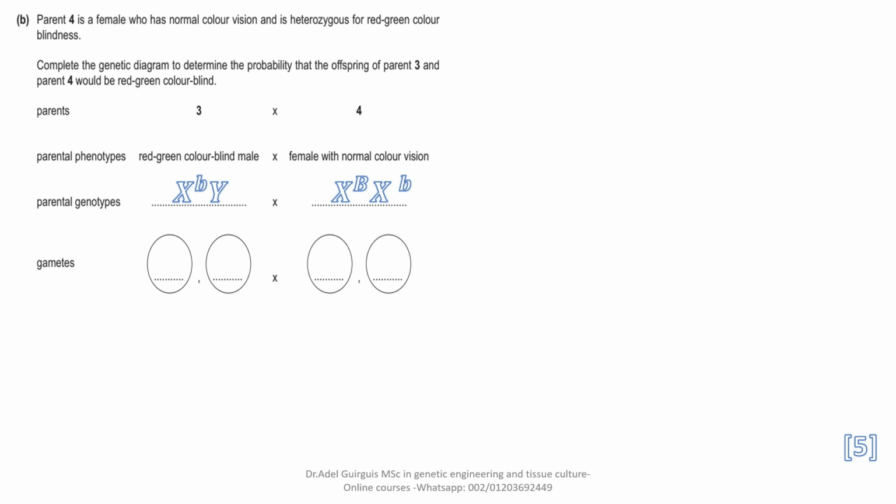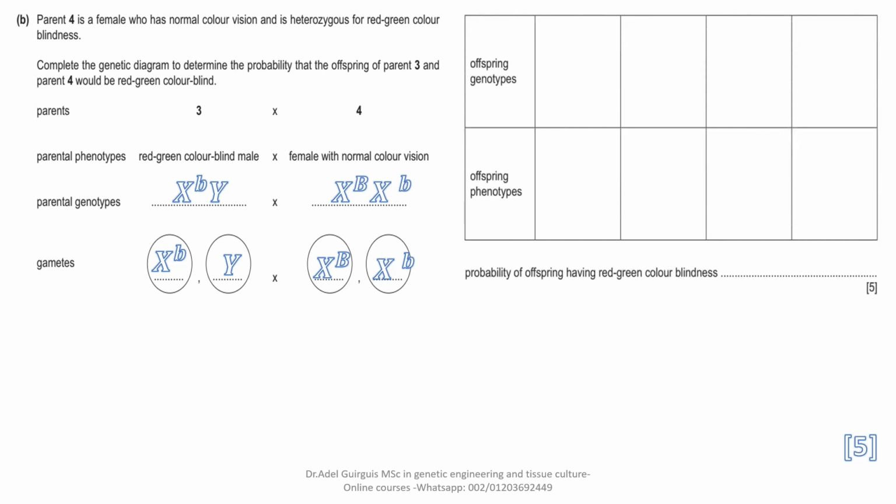These are the parental genotypes. What about gametes, due to meiosis? Each chromosome is separated from the other in meiosis. So XP small in one sperm, and Y, which doesn't carry any alleles, is the second type of sperm. Here the ova are of 2 types, XP capital and XP small. Now the rest of the problem: complete this table.